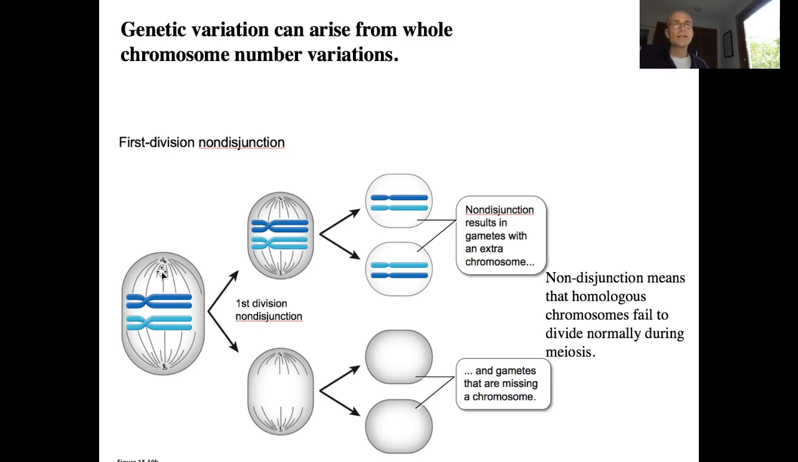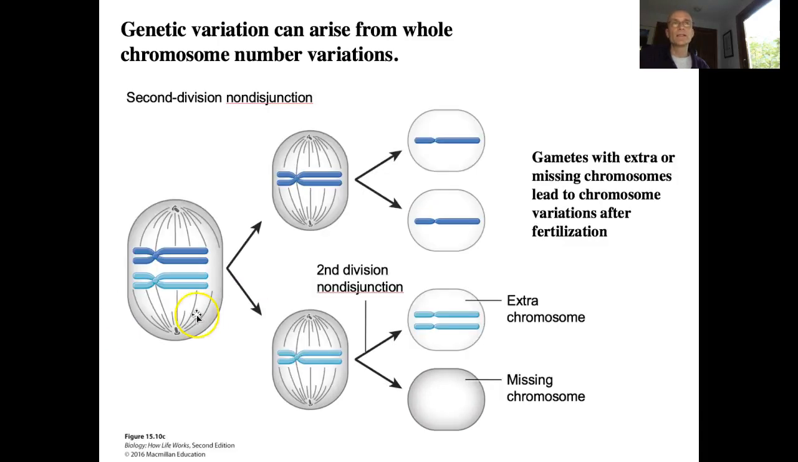But when that checkpoint somehow is not working, then there is a possibility that both chromosomes are moved to one pole. And in that case, you have no chromosome here and you have two chromosomes here. And that means that in the next generation, in the gametes, you either have two copies or no copy. So non-disjunction results in gametes with an extra chromosome and gametes that are missing a chromosome. So I say here non-disjunction means that homologous chromosomes fail to divide normally during meiosis.